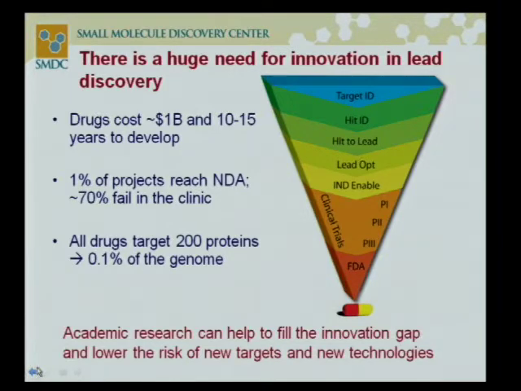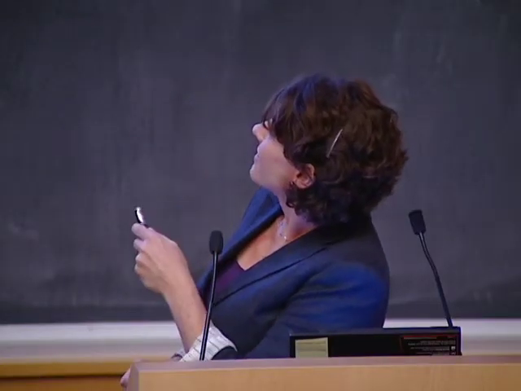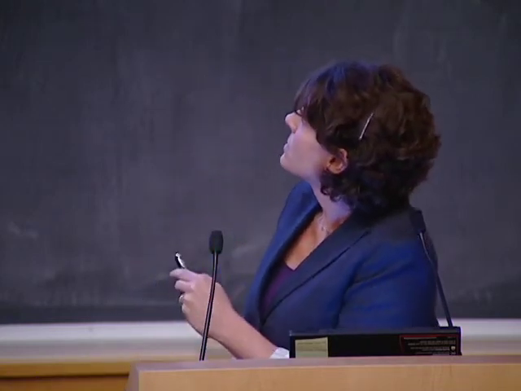So this takes 10 to 15 years to develop, and as Daria so beautifully described this morning, it doesn't go this way, it goes this way. About 1% of projects that are initiated reach the NDA stage, and lots of those fail in the clinic. I think that's something that I didn't appreciate as a basic researcher until I got into clinical development. So about 2/3 of compounds drop out in humans due to lack of efficacy, unknown toxicities, or poor pharmacokinetics.